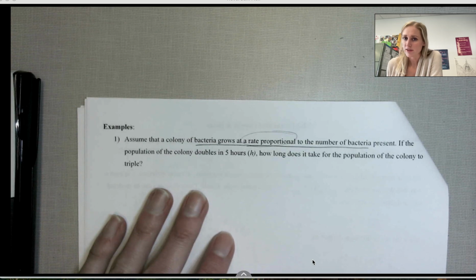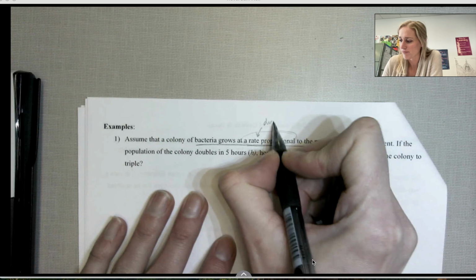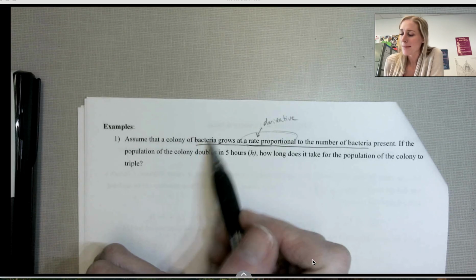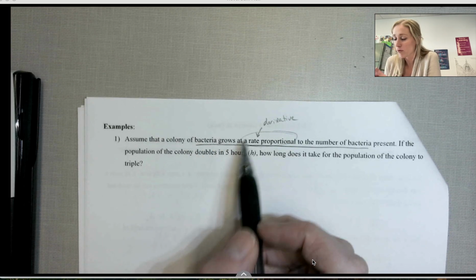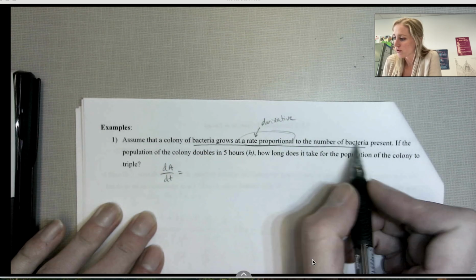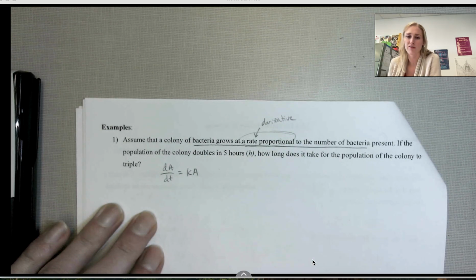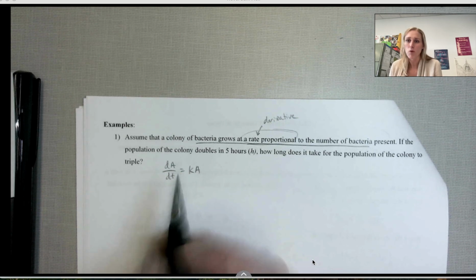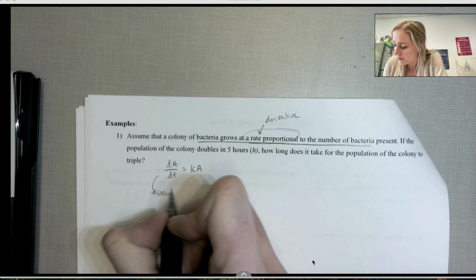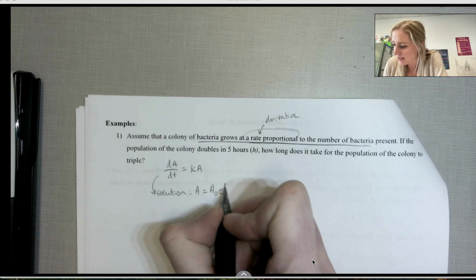Bacteria grows at a rate proportional to the number of bacteria present. So rate, remember, is derivative. So they are saying, again, I'm going to use A for the amount of bacteria with respect to time, that rate, which is dA/dt, is proportional to the number of bacteria present. So K times A. K is that constant of proportionality. This has that form that we just looked at. So my solution then is A equals A naught e to the KT.